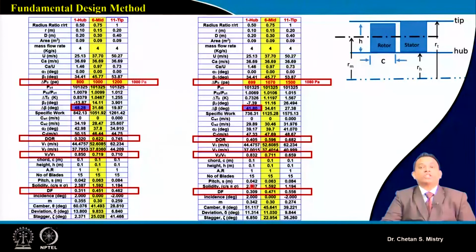That's why we are not changing. But you can understand, suppose I am looking for my diffusion factor to be in the range of 0.6, accordingly I will be changing my number of blades. Because we know diffusion factor is a function of my solidity, and solidity we are defining as chord to pitch. So with change of my number of blades or by changing my chord, we are able to modify our solidity, and that will be reflected in a change of diffusion factor.